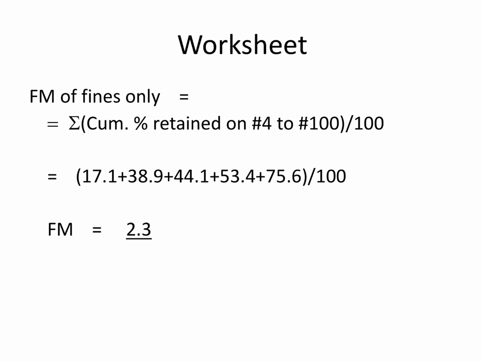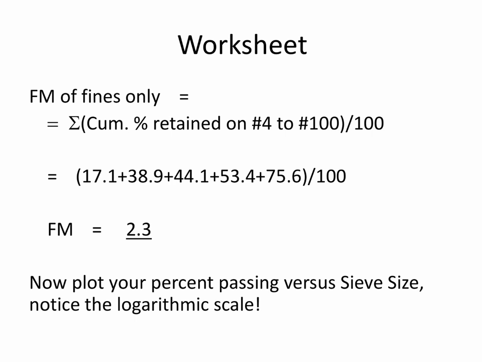The other way that we can look and see how our gradation occurs is by plotting the percent passing versus the sieve size opening. So you have a blank plot on your handout. So your task now is to pause the video and plot the percent passing versus sieve size, noticing the sieve size is a logarithmic scale. So make sure you plot that logarithmically. Come back to the video when you have your plot and compare it to my solution.